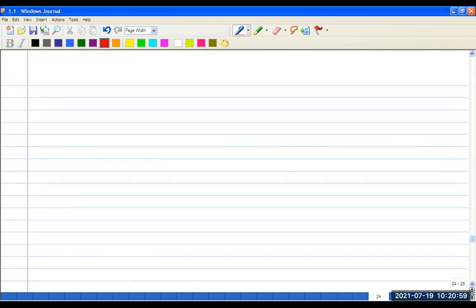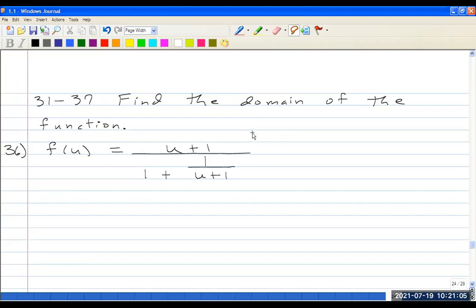Okay, so let me do the next problem. Problem number 36. In problems 31 through 37, find the domain of the function f of u equals u plus 1 over 1 plus 1 over u plus 1. So let's try to find what's called the natural domain.